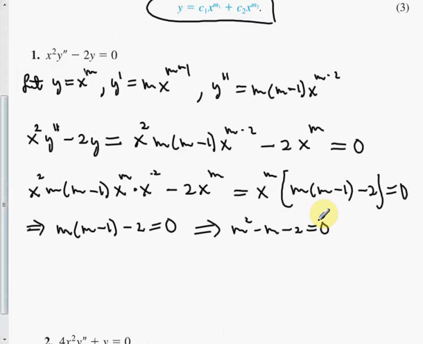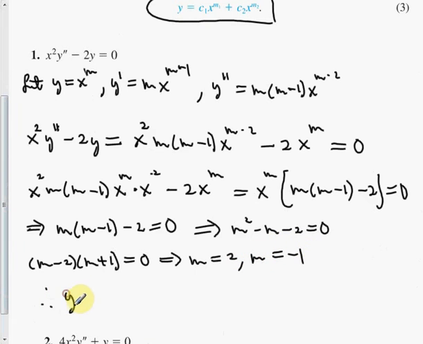And lo and behold, we get right back down to factoring. So this is m minus 2 times m plus 1 equal to 0. That implies that m is equal to 2 and m is equal to negative 1. So my solution, the complementary solution, is y sub c equal to c sub 1 times x to the second power plus c sub 2 times x to the negative first power.